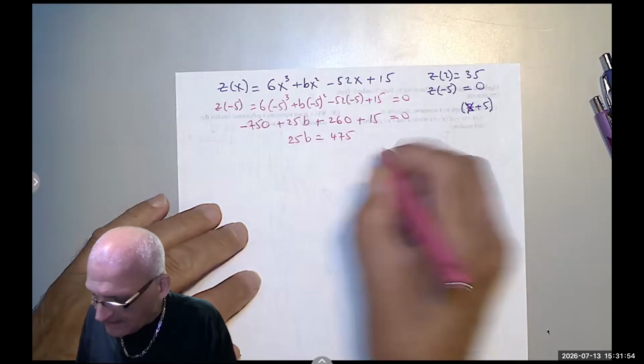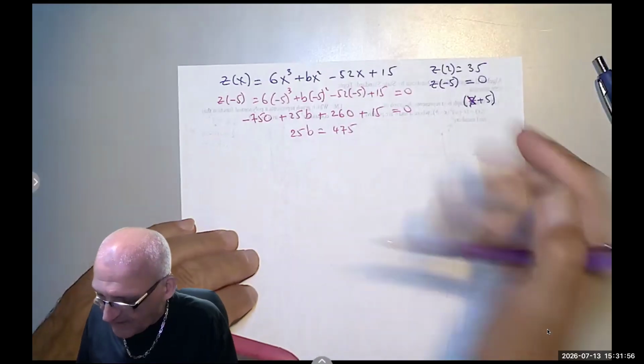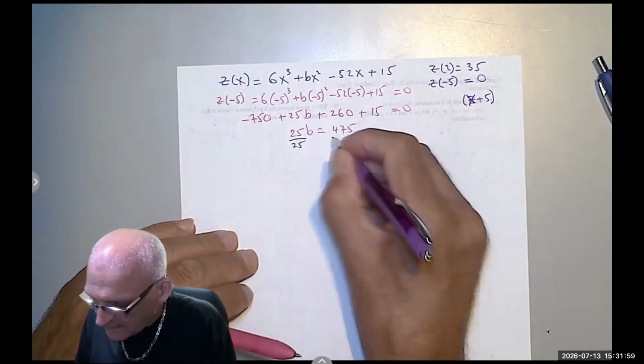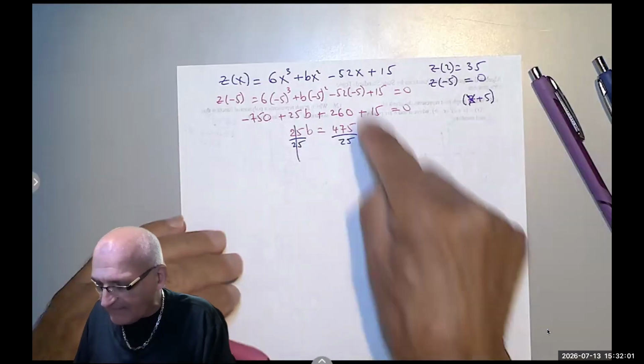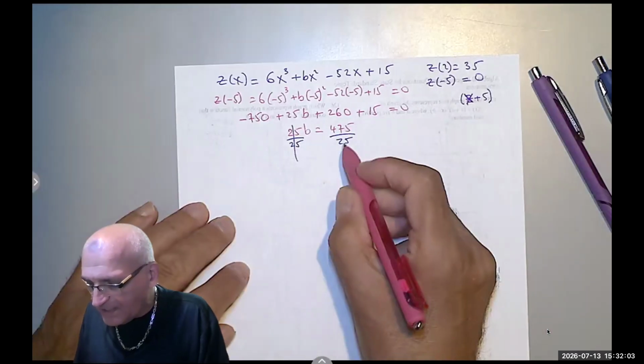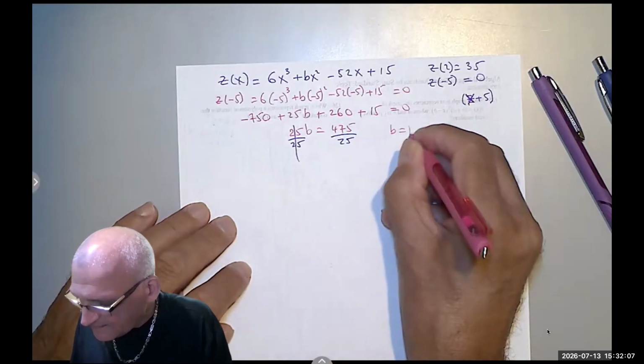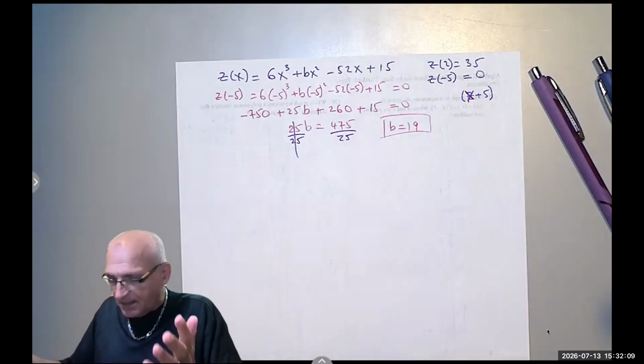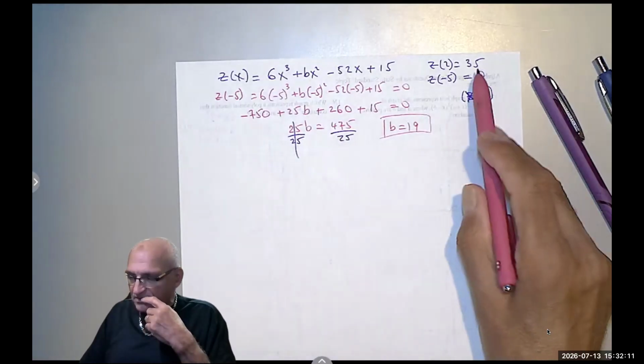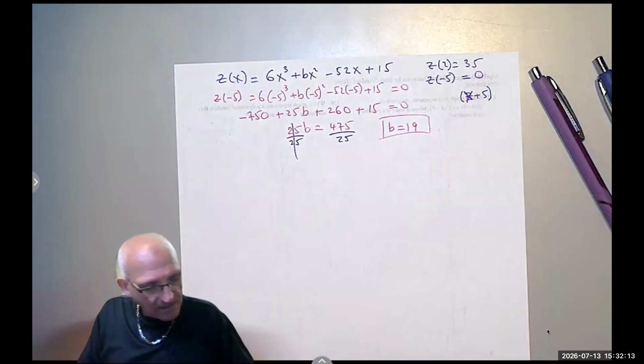And then you divide both sides by 25. If I divide 500 by 25, I get 20. This is 25 less, so you get b equals 19. I'm done. So that's why I said I don't know why they need that.